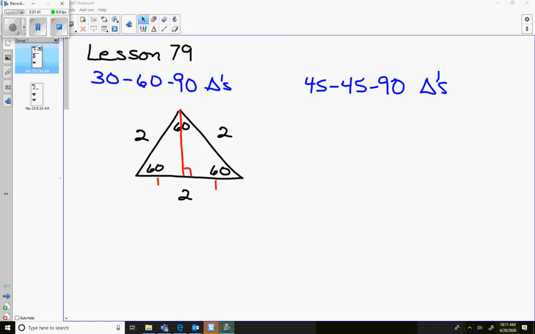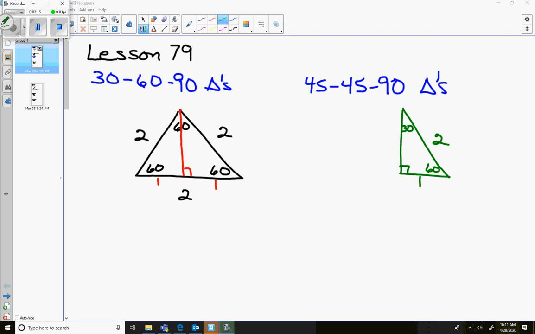Now, I'm going to redraw this just looking at the right half of this. So looking at that right half, there's my right angle, there's the 60 degrees. Now the 60 degrees up here at the top got cut in half. It's now 30. That 2 is still there. This is only 1/2 of that base, so it's only 1. I need to find this height. How could I figure that out?